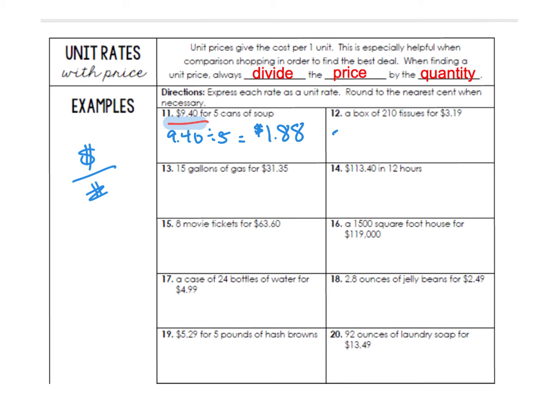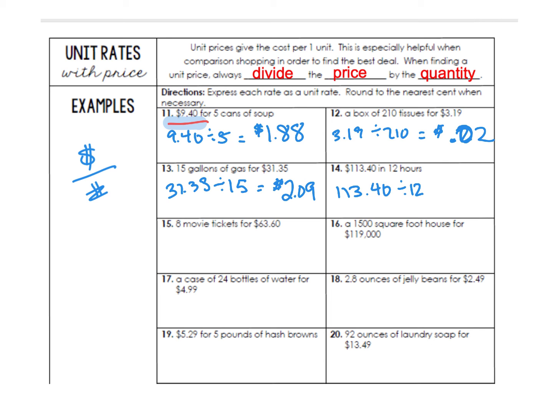Box of 210 tissues, so $3.19 divided by 210 would give us 2 cents. By the time you rounded it, it would be 2 cents. Whoops, that's 2 cents per Kleenex or per tissue. 31.35 is our money divided by 15. So that would be $2.09. $113.40 divided by the 12 hours. That would give us $9.45. So pause the video, do the last 6, and see what we come up with.